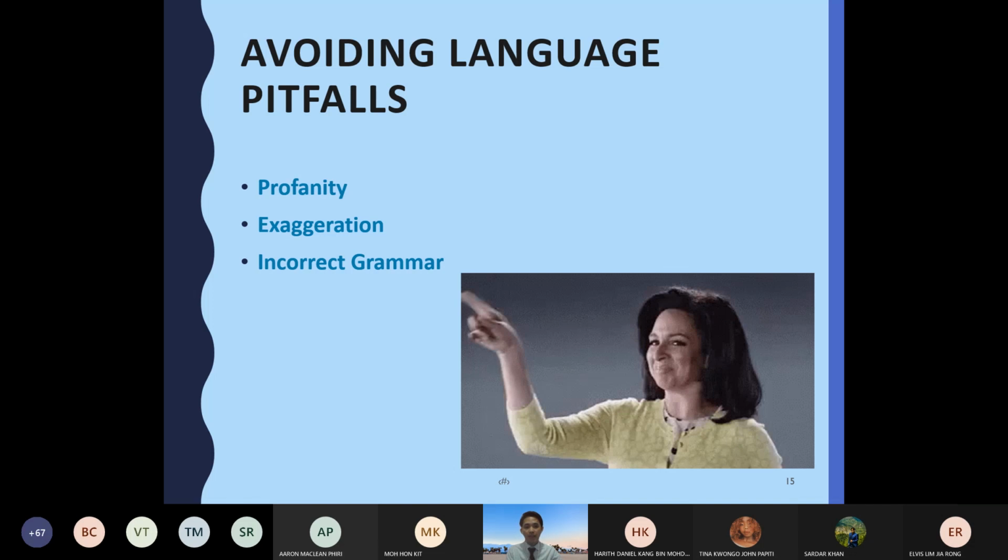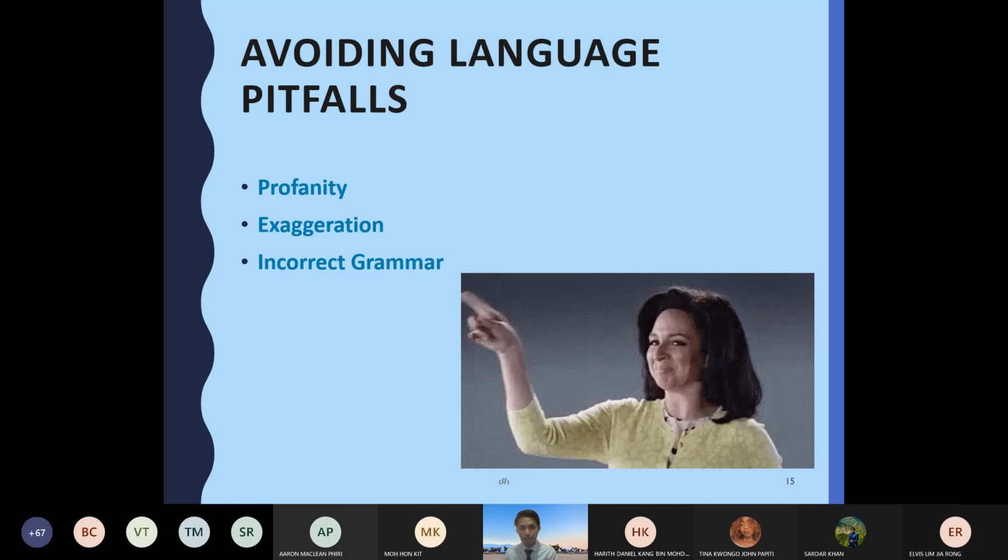Okay, so moving on from there, we just want to talk about language pitfalls. This basically means anything that might make your speech or communication less effective. That's why we use the word pitfalls here, because people do use these things sometimes, but they're not effective.